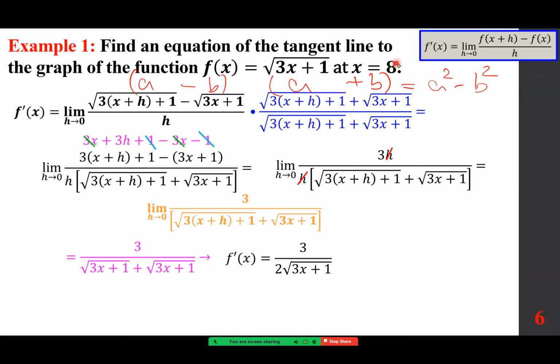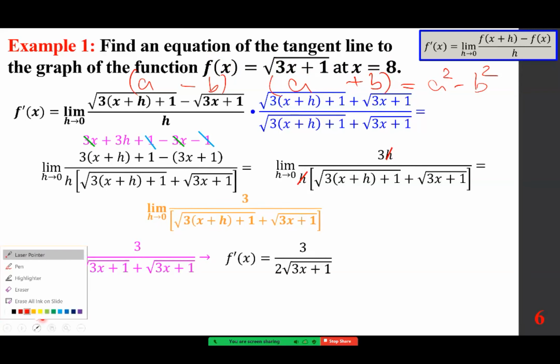Can anybody tell me what is the pair? x comma y. This is 8, 5. Beautiful. So this is f of x, or y. If I plug in 8, I get 3 times 8, 24, plus 1 is 25. Square root of that is 5. So plug in, and that gives you the y coordinate.